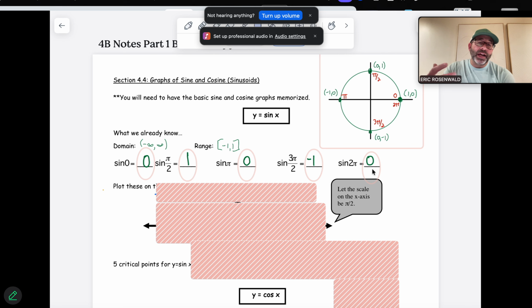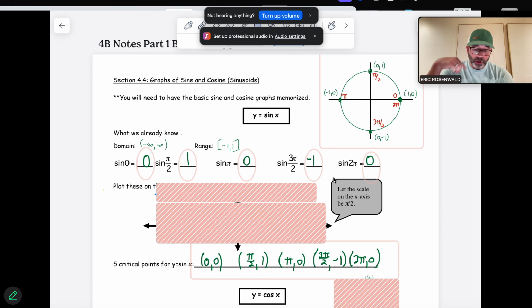Now, believe it or not, these are actually coordinates. And we call these coordinates critical points. They're the 5 main points that are going to make up our entire picture. So this first one is going to be at 0, 0. The next one will be right here at pi over 2, 1. The next one is going to be at pi, 0. Then 3 pi over 2, -1. And then 2 pi, 0. So these are our critical points that make up our graph: 0, 0, pi over 2, 1, pi, 0, 3 pi over 2, -1, and 2 pi, 0.